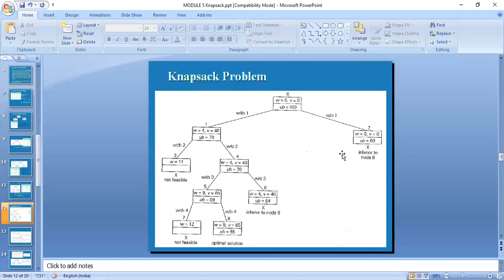Based on this, we will be getting a solution. So this solution, you need to write it. Okay, draw this tree structure. The entire tree structure has to be drawn.